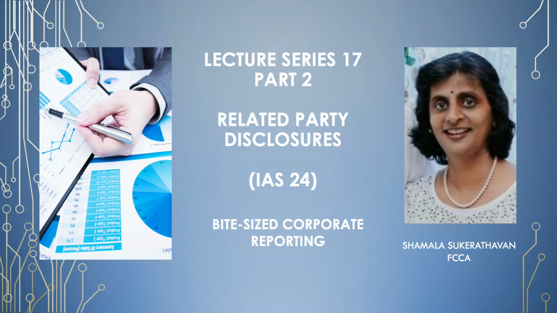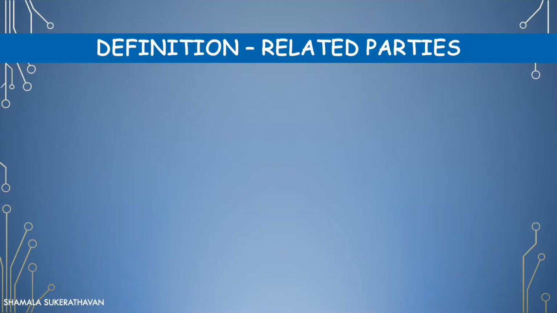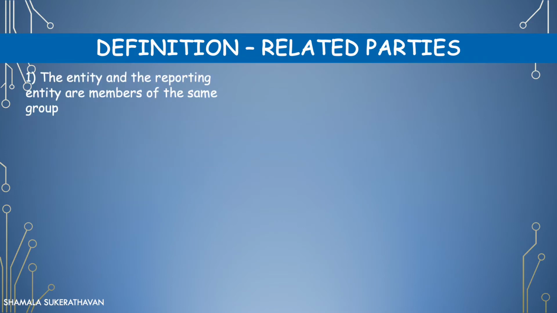The second part of Lecture Series 17 on IAS 24, Related Party Disclosures, looks at situations in which entities are related to a reporting entity. An entity is related to a reporting entity if any of the following conditions apply. 1. The entity and the reporting entity are members of the same group.